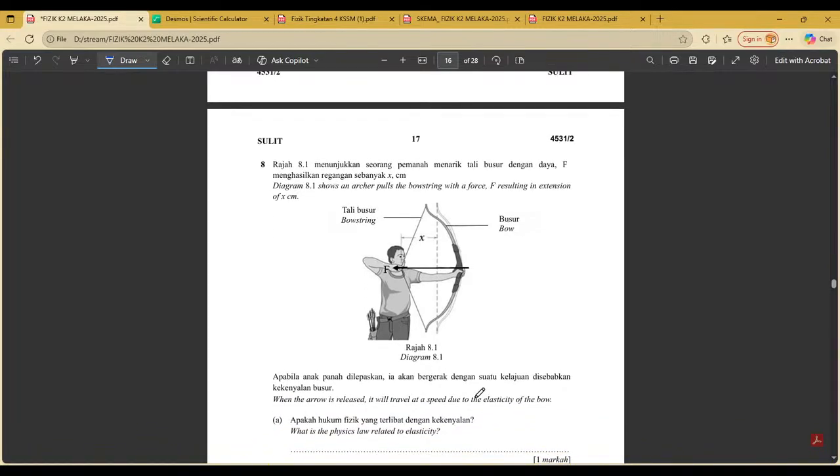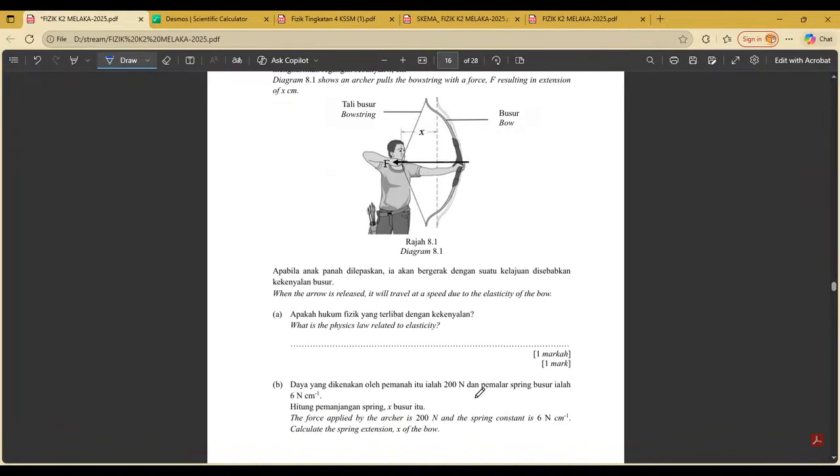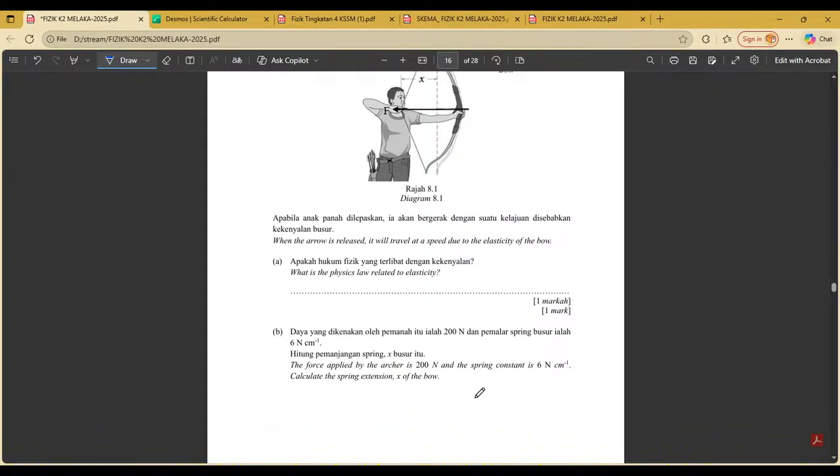Diagram 8 shows an archer pull the bowstring with a force S, resulting in an extension of X centimeters. When the arrow is released, it will travel at a speed due to the elasticity of the bow. What is the physics law related to elasticity? Elasticity, Hooke's law.